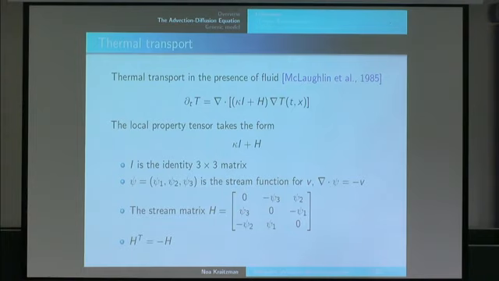Now we focus on the local property kappa I plus H, where kappa, as I said before, is the thermal conductivity without the presence of fluid flow. I is the identity matrix, and H is the stream matrix, which actually relates to the stream function of the velocity field V. Now, this matrix is skew-symmetric, which will be helpful later. And what we want to obtain is bounds on the effective expression for this local property.